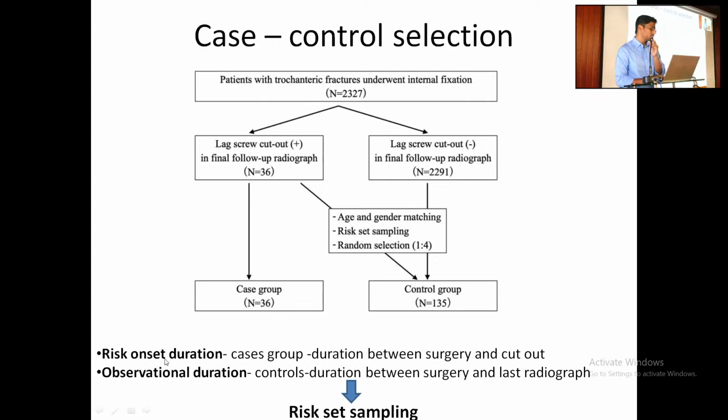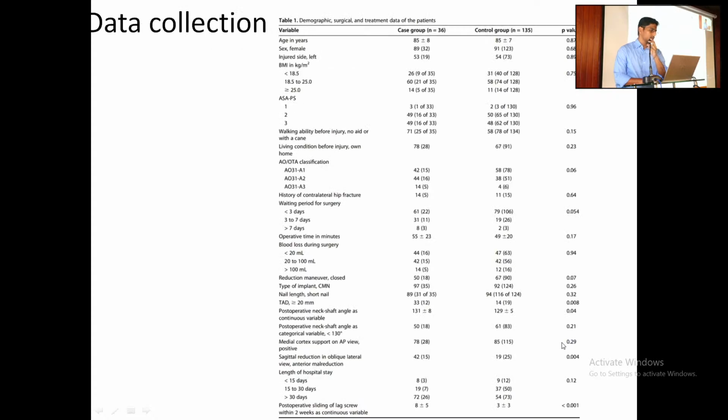Once they have taken candidates for controls, they have defined two durations. That is the risk onset duration in the case group, the duration between surgery and the cutout, and the observational duration in controls, the duration between surgery and the last radiograph. By matching these two durations, they defined risk set sampling, followed by age and gender matching and random selection. Finally they have taken 135 members in the control group. So totally we have 36 cases and 135 controls out of 2327 patients.